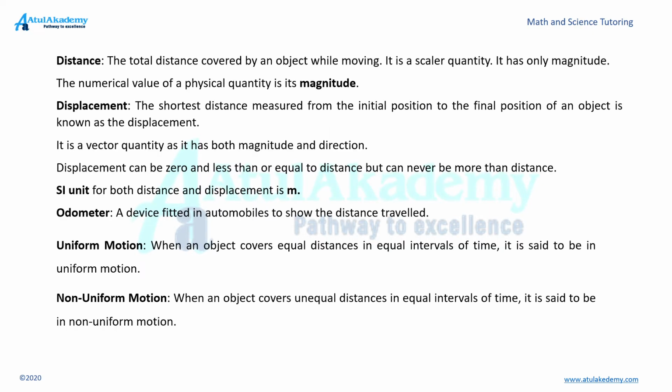First is distance. It is the total distance covered by an object while it is moving. It's a scalar quantity. It has only magnitude. Now what is magnitude? It's the numerical value of any physical quantity.